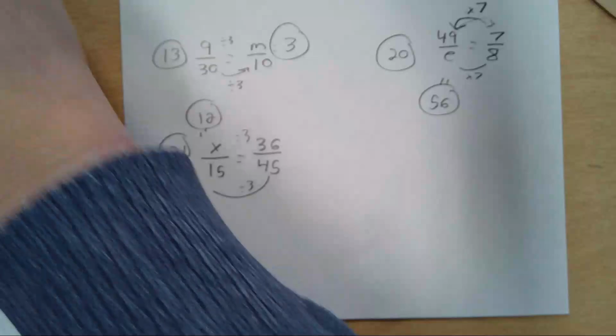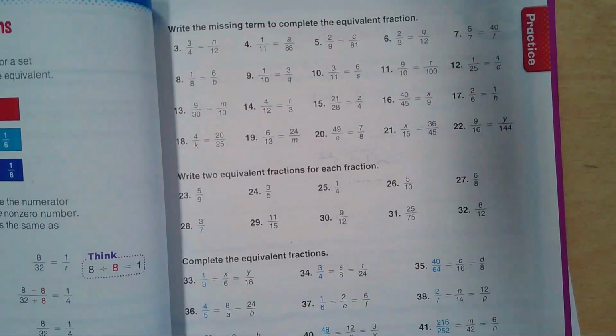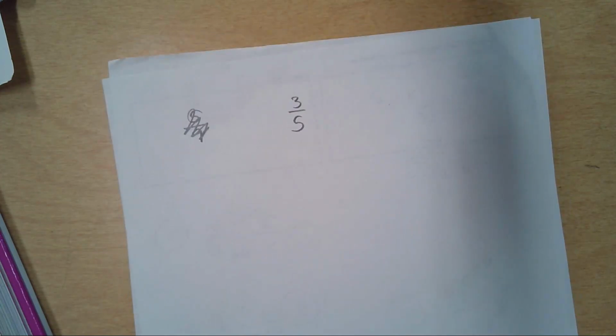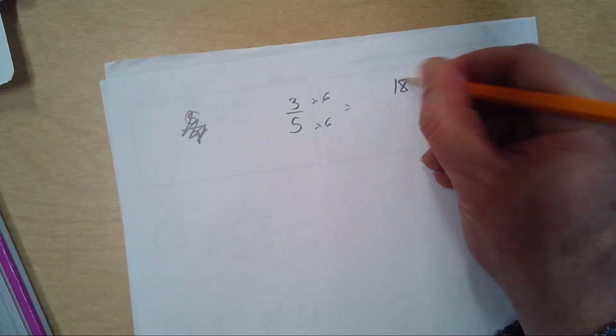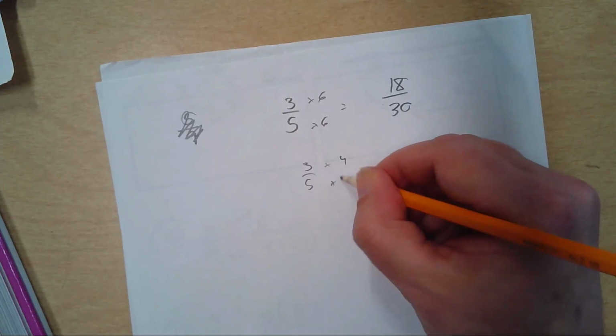Good with that? Yes. Okay. Next part here, write 2 equivalent fractions for each fraction. Number 23, 5/9, we've done this before. There are unlimited equivalent fractions to this. Actually, I don't want to do 5/9, I want to do 3/5. So there are unlimited equivalent fractions of 3/5. You make up any rule you want, multiply, divide, doesn't matter. If I multiply each of them by 6, I would have 18 over 30. If I multiply each of them by 4, I get 12 over 20.